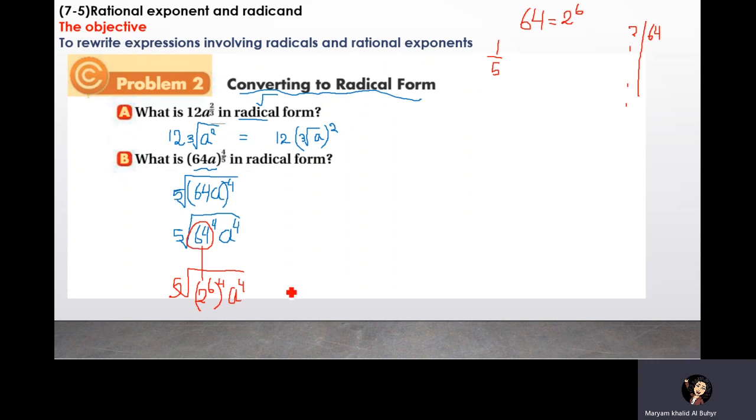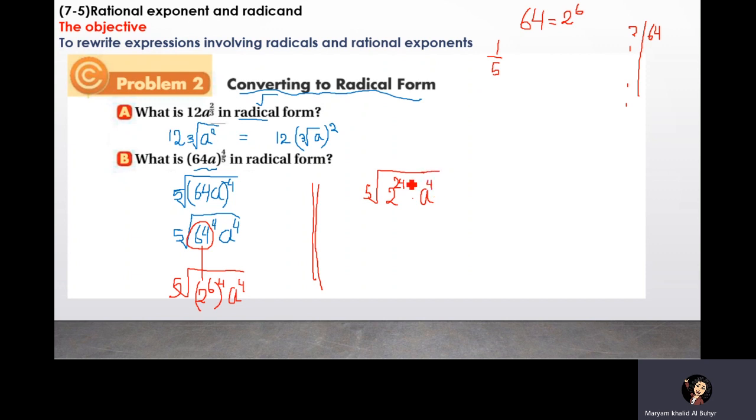So that is equal to, I'm going to continue here, the fifth root, which is equal to the fifth root. Now I'm going to multiply my powers. So just multiply your powers. 6 times 4 is 24. So the power here is 24, times a to the power 4.